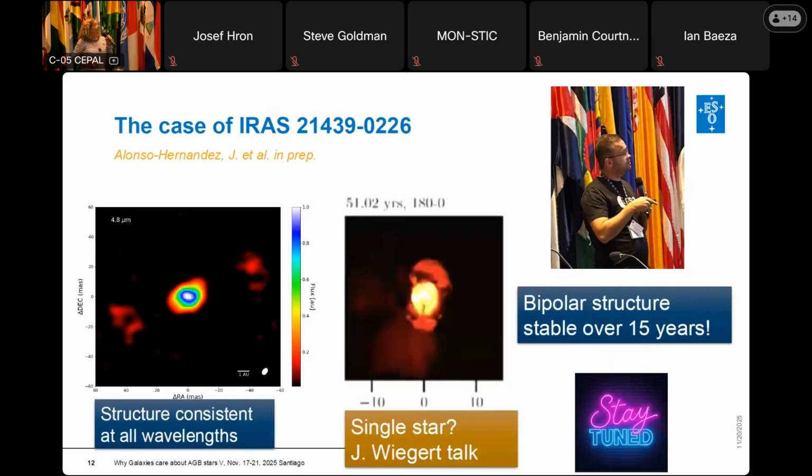And then there is something super interesting that Jaime is now working on, which is this star where you have the star, and we detected some blobs on the side, which are consistent at all wavelengths. And then we saw this beautiful simulation from the Uppsala group that Joaquin was showing us. We were like, well, maybe it's a single star doing that. The thing is that that structure has been sitting there for 15 years. So stay tuned. We are trying to figure out what it is.